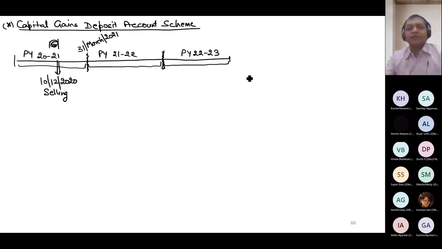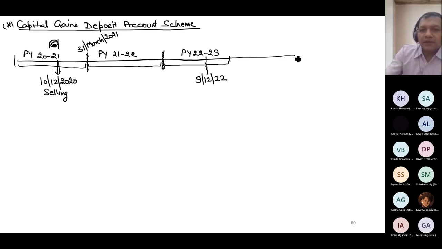And what is the time limit given to me? If I want to purchase, I have the coming 2 years. 2 years means 9 December 2022, which lies somewhere here. And for construction, I have 9th December 2023.